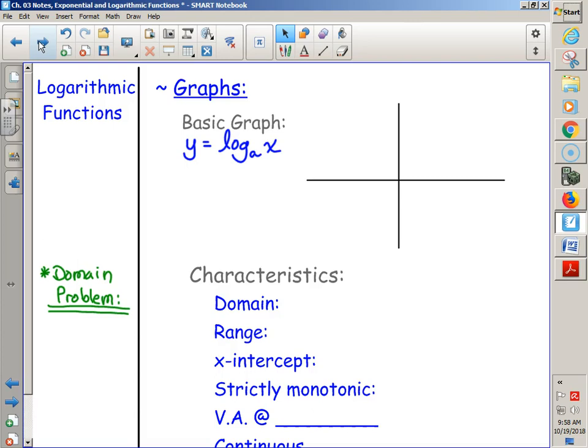So as you can tell, we're talking about graphs today. Very similar to what we did with exponential functions in 3.1. We talked about their equations first, and then their graphs. We're going to talk about their equations first, and then their graphs.